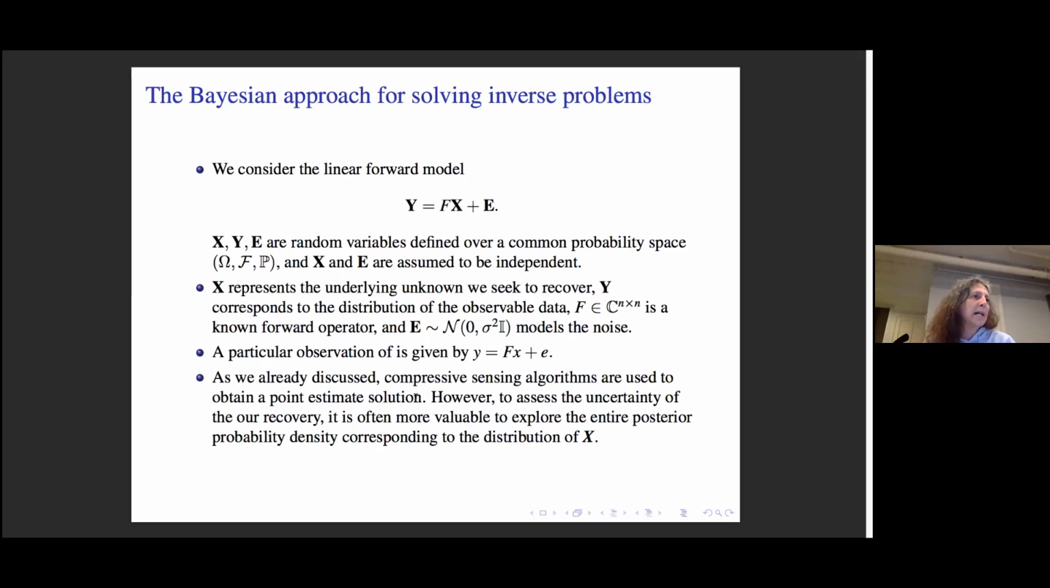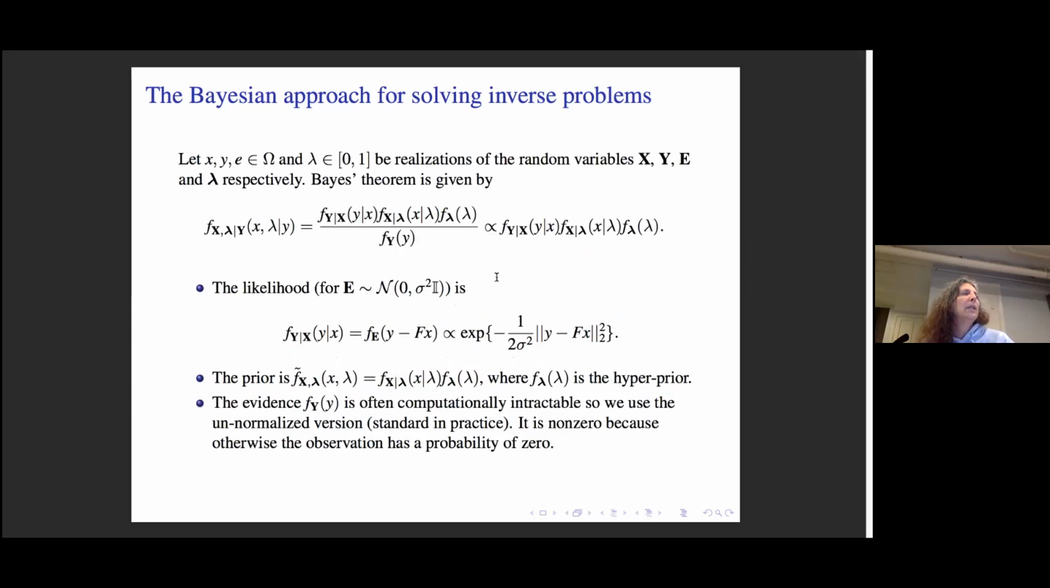Okay, and so here's the model. It's the same model as we already discussed, and you can use compressive sensing algorithms for some particular set of observations that you would have. But now instead we're going to use the Bayesian approach. So here's the Bayes formula. This lambda is related to, but not the same lambda as was in the compressive sensing, so hopefully there's no confusion there.